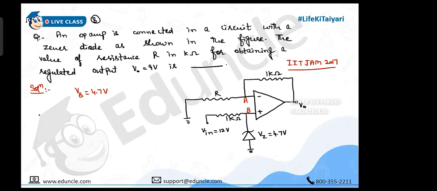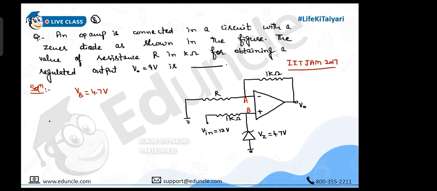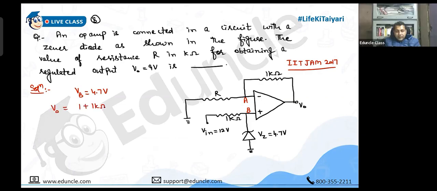So VB is 4.7. The same will be the voltage across VA. What we have to find is R. No need to get VA actually. It will come directly from the non-inverting gain: 1 plus 1K by R, into VB. It is given to be 9 volt. So 1 plus 1K by R into 4.7.